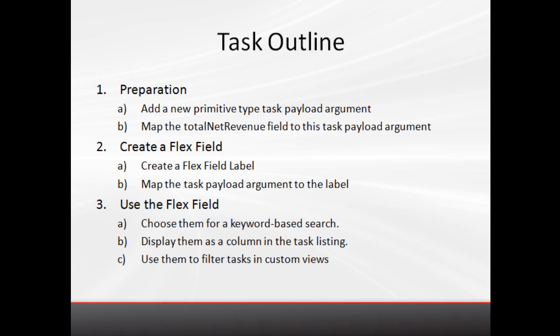Because you can only map primitive type fields as flex fields, we will first create a new primitive task payload argument and map the total net revenue field to it. Then, we will create the flex field label and map the new task payload argument to it. Last, we will use the flex field to query, sort, and filter quotes. Let's start with the preparation.